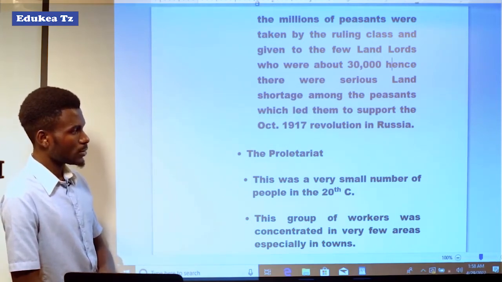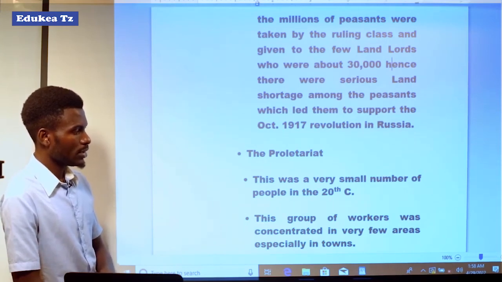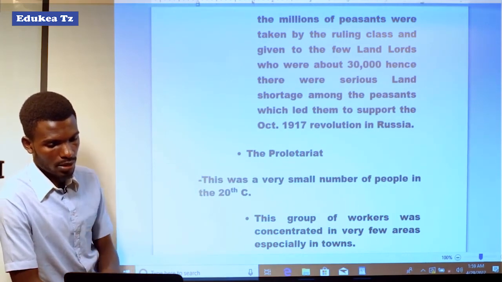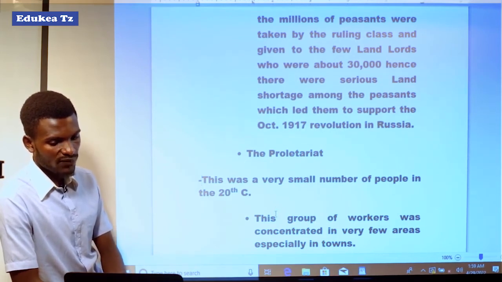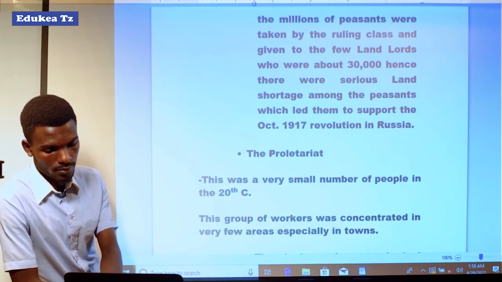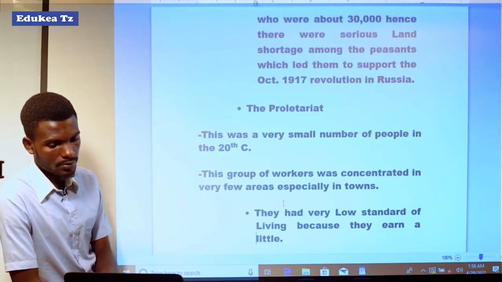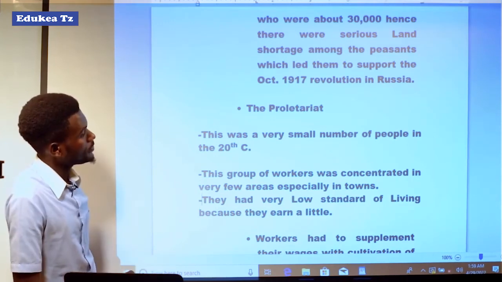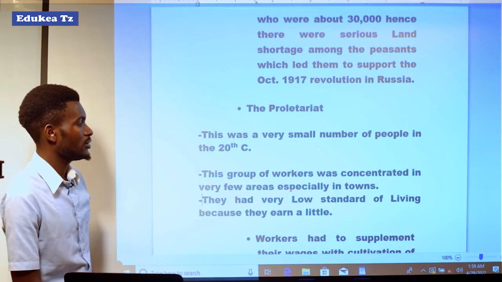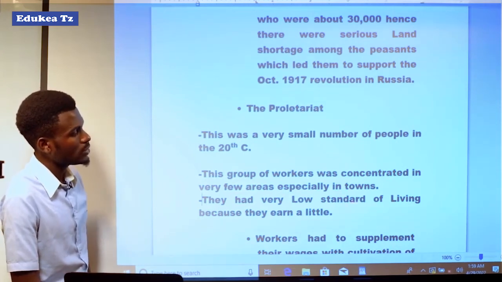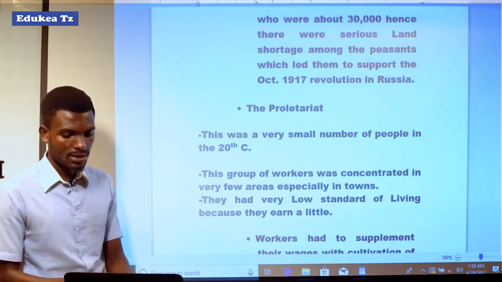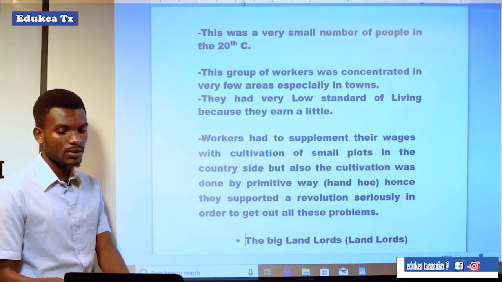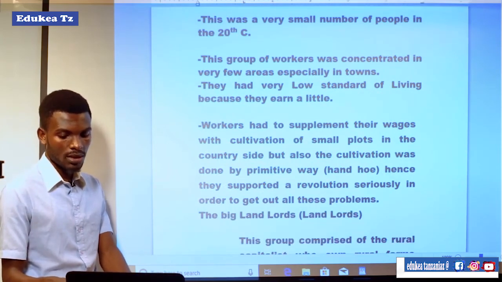Also, there was the start of the proletariat in Russia. This was a very small number of people in the late 19th century. This group of workers was concentrated in very few areas, especially in towns, and they had a very low standard of living because they earned little. It means that these workers were also present in rural areas.